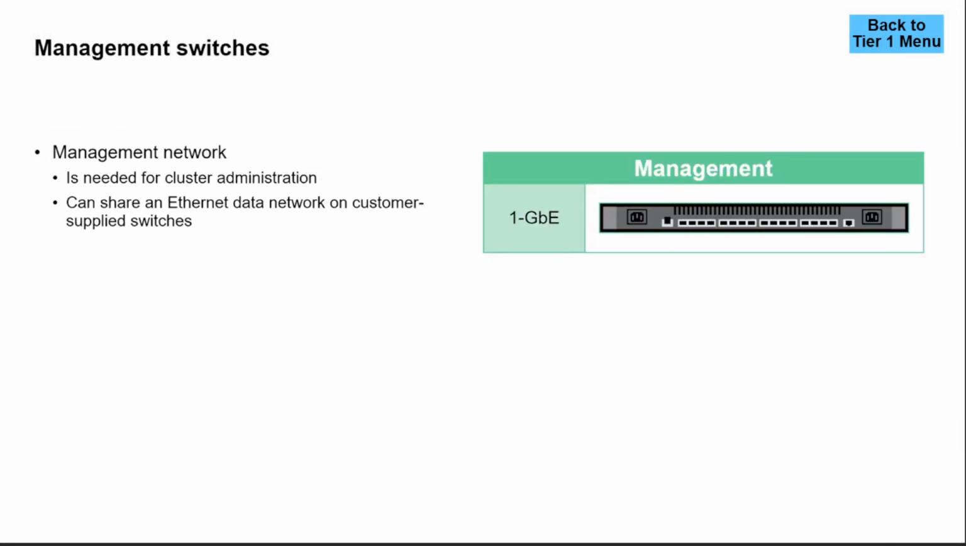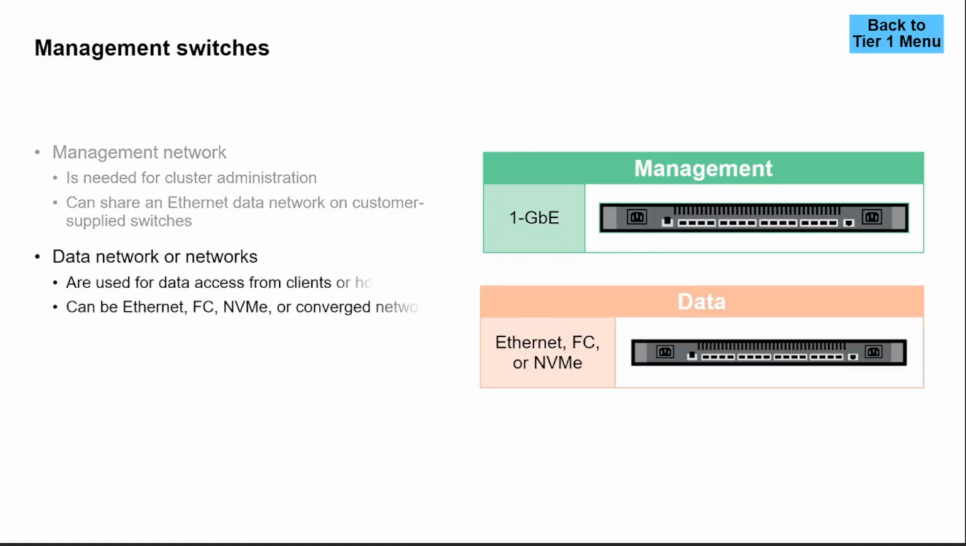The management and data networks generally rely on customer-provided network switches. These need to be business-grade switches and not commercial-grade switches suitable for home use. The management network is used for cluster administration. Redundant connections to the management ports on each node and management ports on each cluster switch should be provided to the management network. In small environments, the management and data networks can be on a shared Ethernet network.